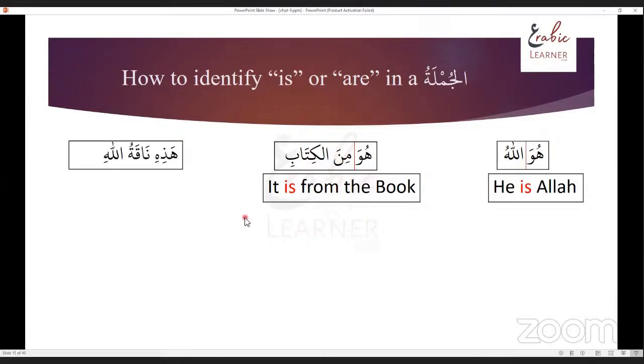Hadihi naqatullahi. I want you to tell me now, where is the break? After hadihi. Why, sister, after hadihi? Can anyone answer what is the reason? Sister Samina and other sisters have said after hadihi there is a break. Why? What is naqatullahi?